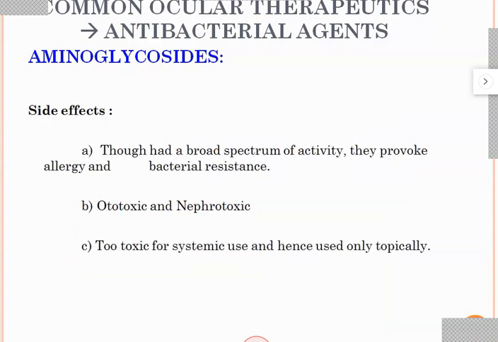These are all available in the form of ointments. And the side effects of the aminoglycosides: they may provoke allergy and bacterial resistance. Another side effect is that they are known to cause ototoxicity and nephrotoxicity. These are too toxic for systemic use and hence used only topically.